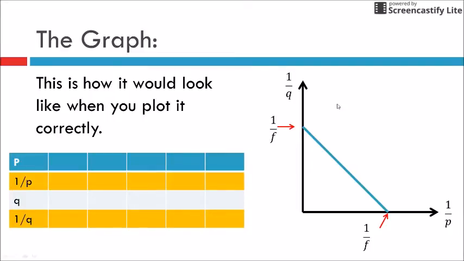Then the graph will be between 1/p on the x-axis and 1/q on the y-axis, and on plotting the values from the table, you should have a straight line like this, which intersects the x-axis and y-axis at the same value. This value represents 1/f. Thank you.